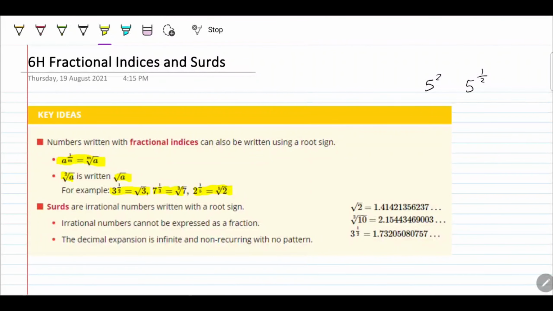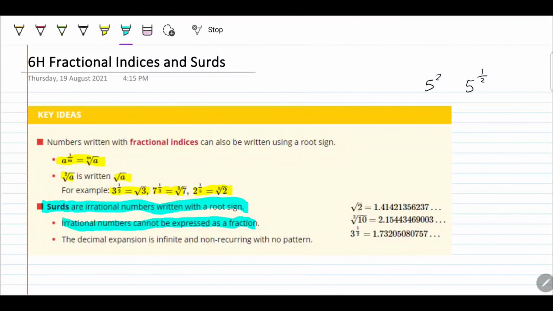So remember, surds are irrational numbers written with a root sign. Okay, let me just highlight that. Surds are irrational numbers written with a root sign. Irrational numbers cannot be expressed as a fraction. Okay, that's another key term there.